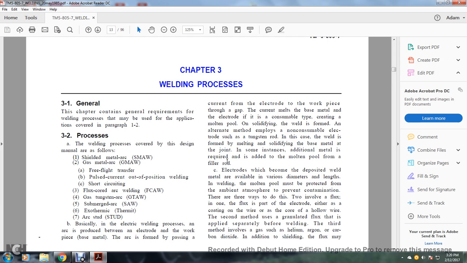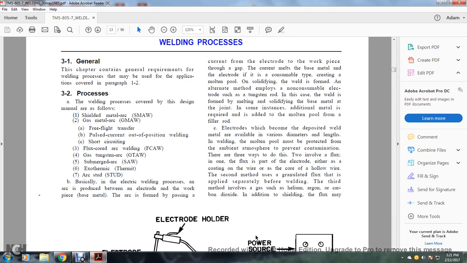Electrodes, which become the deposited weld metal, are available in various diameters and lengths, and the welding molten pool must be protected from the ambient atmosphere to prevent contamination. There are 3 ways to do this. The first involves flux as part of the electrode, either as the coating of the wire or as the core of a hollow wire. A second method uses granulated flux that is applied separately before welding, and the third method involves gases such as helium, argon, and carbon dioxide for shielding.